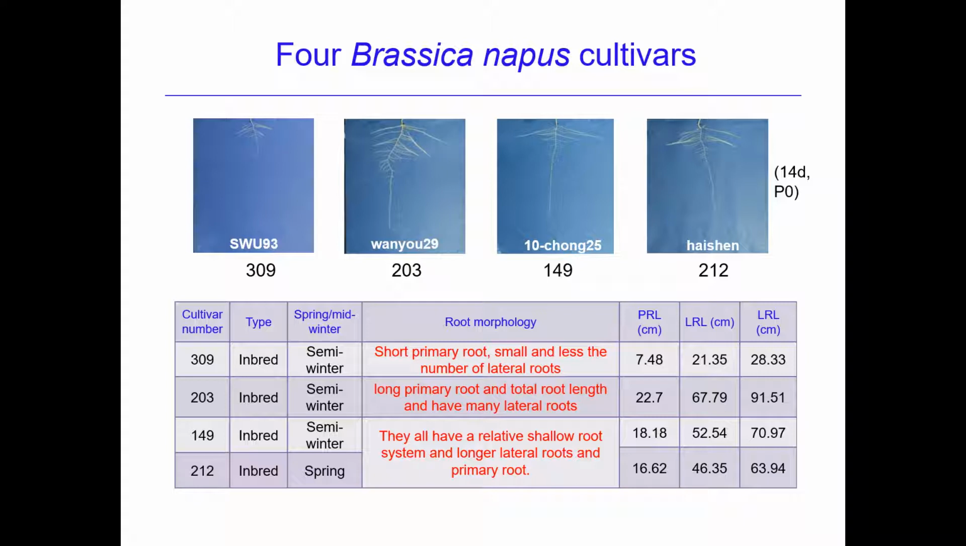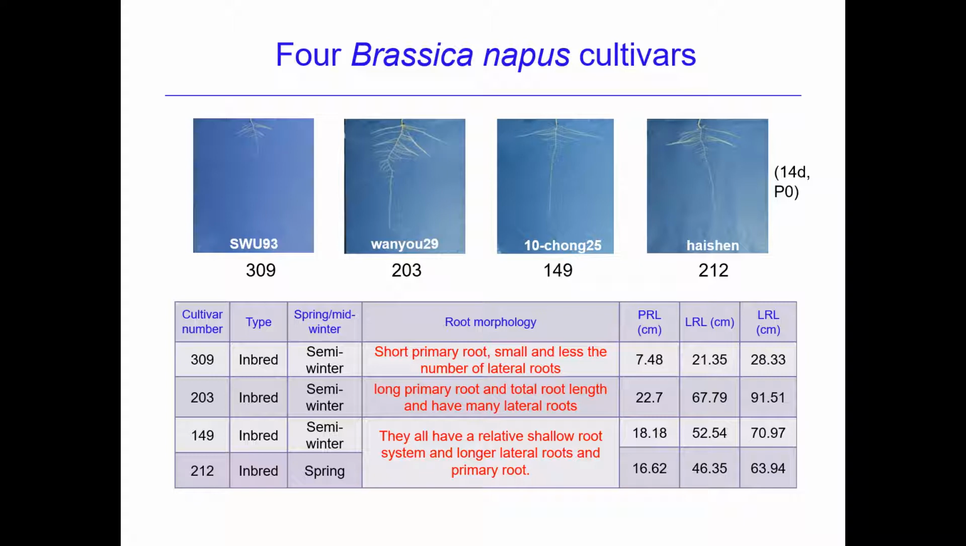As for the results, the first is the difference in shoot and root biomass of 4 Brassica napus cultivars at high P and low P supplies. We will show the shoot biomass among the 4 cultivars. The cultivar 212 had the lowest shoot biomass from overwintering to maturing stages at both P treatments. But cultivar 09 had the highest shoot biomass among the 4 cultivars from bolting to maturing stages at both P supplies.